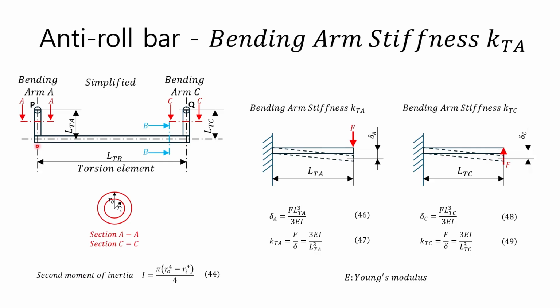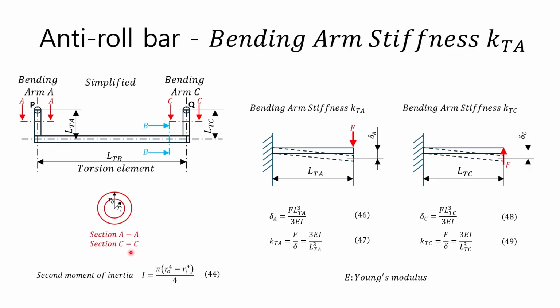When the roll of the sprung mass occurs, these two bending arms move in opposite directions and generate torsional stress in the torsion element. Therefore, in order to calculate the displacements of points P and Q at the ends of the torsional bending arms of the anti-roll bar, we need to know the bending displacement delta A of bending arm A, the torsion angle of the torsion element LTB, and the bending displacement delta C of bending arm C. Let's find delta A and delta C when the cross-sections of bending arm A and bending arm C are as shown in the figure below on the left.